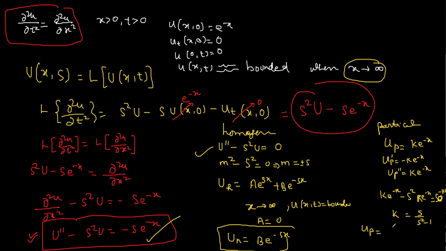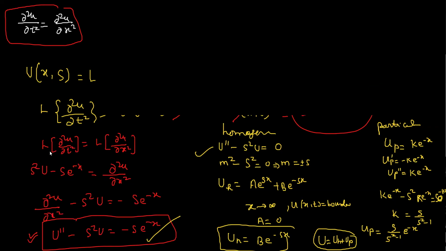Particular solution will be k. K means s upon s square minus 1 e raised to minus x. And after finding homogeneous and particular solution, complete solution is the sum of homogeneous and particular solution. Okay. What is homogeneous solution? E minus hx. Right? Okay.